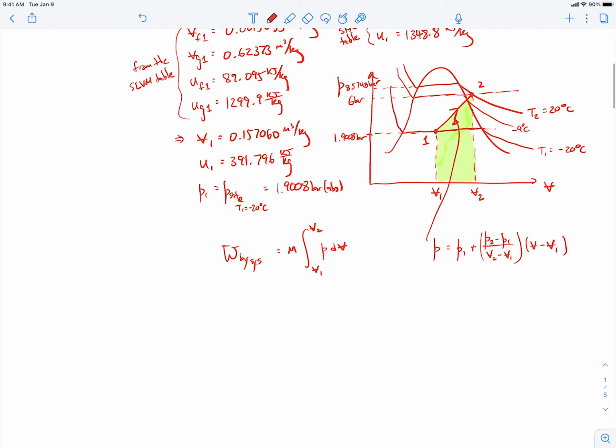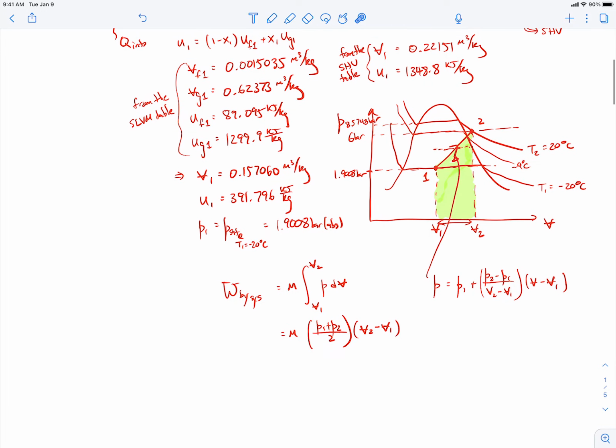Okay, so in other words, this will be mass times the average pressure, which would be P1 plus P2 divided by 2. So that puts me somewhere like right there, multiplied by this width. So that would be V2 minus V1. And then, of course, I have the mass here that I multiply the whole thing through by. Okay, so it's just a more geometric way to calculate the work, just based on using the area under the curve. So I could either, again, use this and substitute it into there and evaluate it, or in my case, I just did it geometrically.